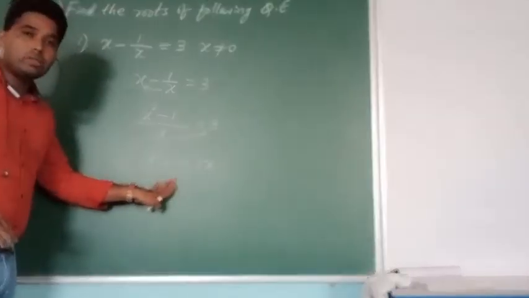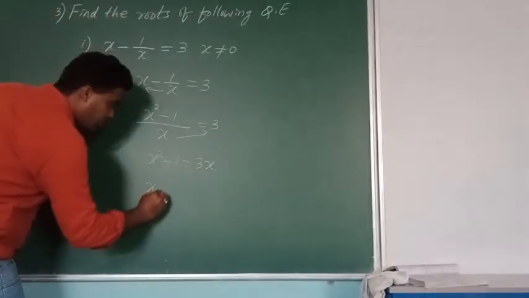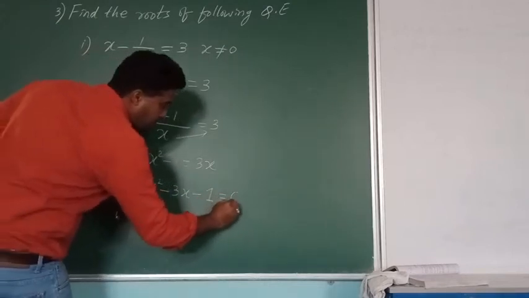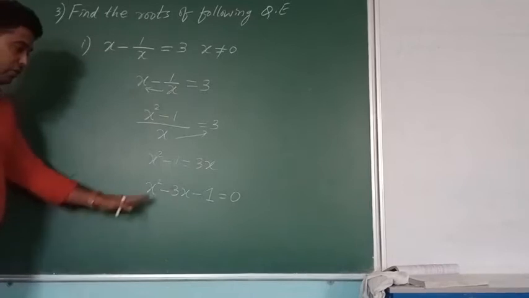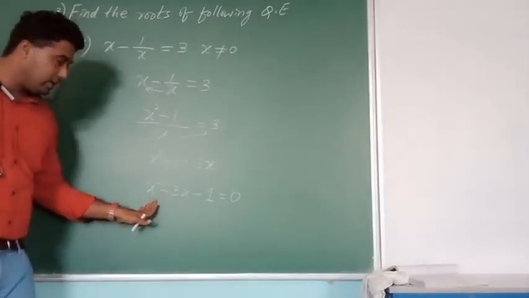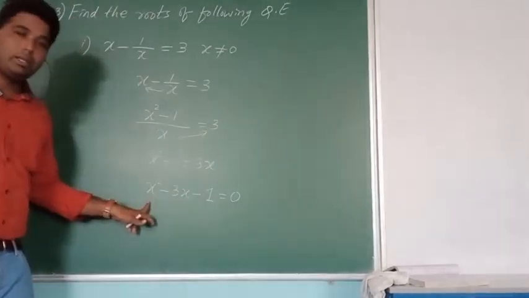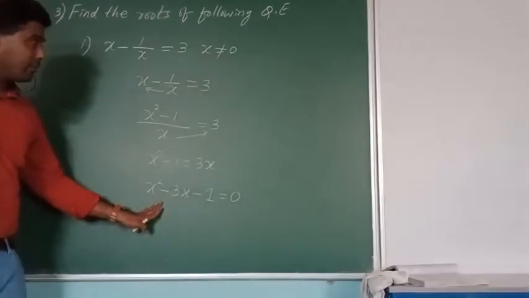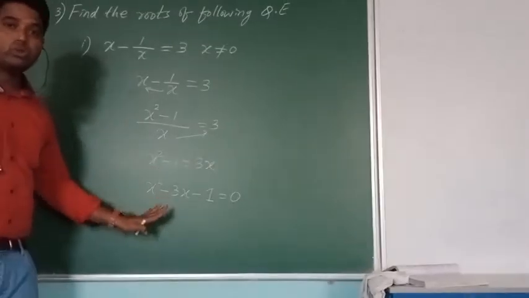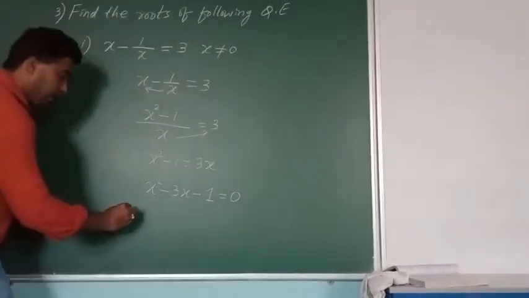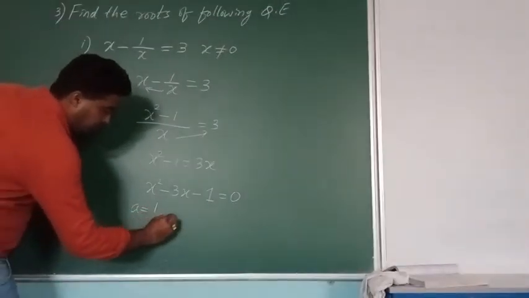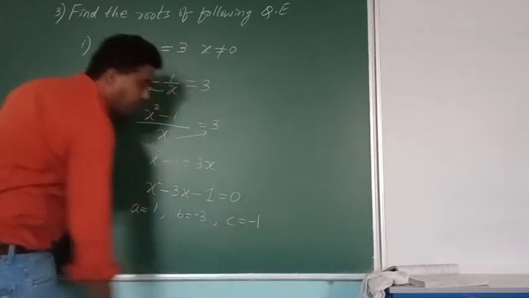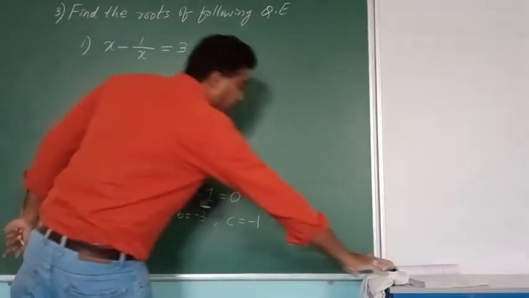Now this is not in the standard form. Bring it back to the standard form. This becomes x square minus 3x minus 1 is equal to 0. Now if you search for the factors, you will not get them. So in this situation, we must use the formula method. Here a is equal to 1, b is equal to minus 3, and c is also minus 1. Let us use the formula.